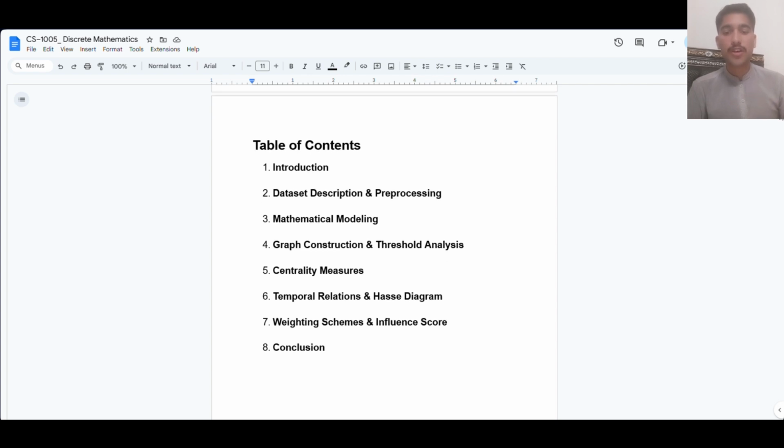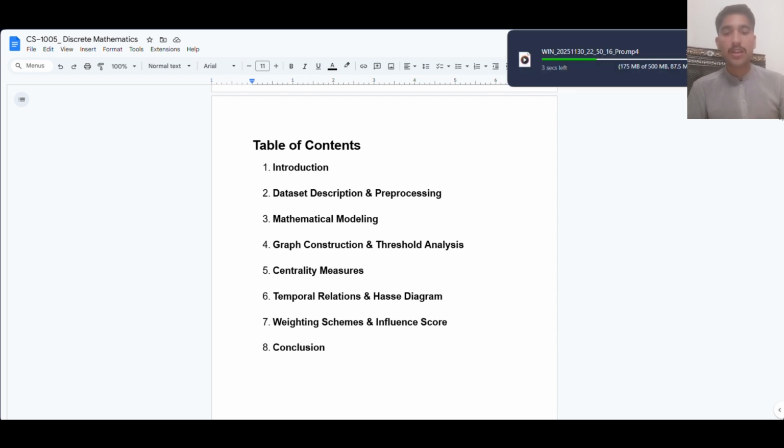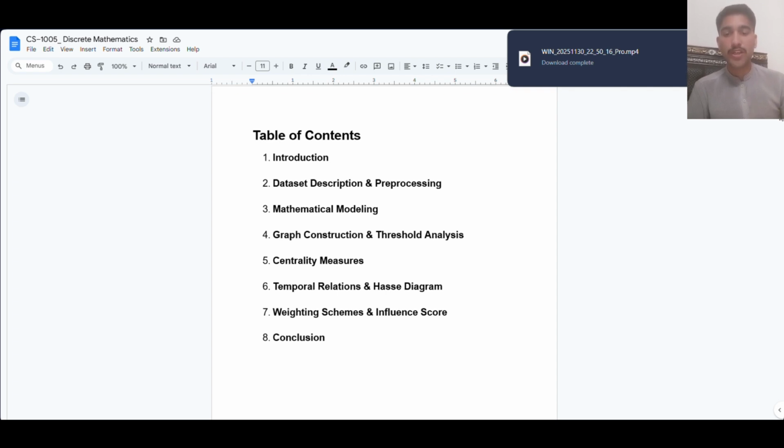So the table of contents include the introduction of the overall project, the dataset description and pre-processing, mathematical modeling, graph construction and threshold analysis, centrality measures, and then we did temporal relation and Hasse diagram, and then we applied weighting schemes and influence score, and finally we concluded our project.